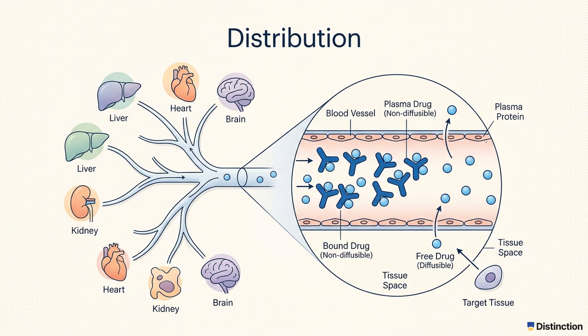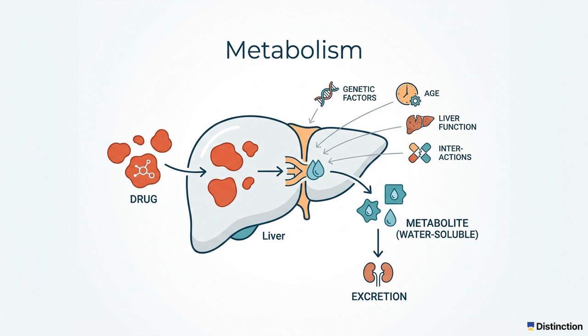Once a drug is absorbed, it is distributed throughout the body. The extent of distribution depends on factors like blood flow, tissue permeability, and protein binding. Drugs that are highly protein-bound are less likely to cross cell membranes and reach their target sites. Most drugs are metabolized in the liver, where they are transformed into more water-soluble compounds that can be easily excreted. The rate of metabolism can be influenced by genetic factors, age, liver function, and interactions with other drugs.